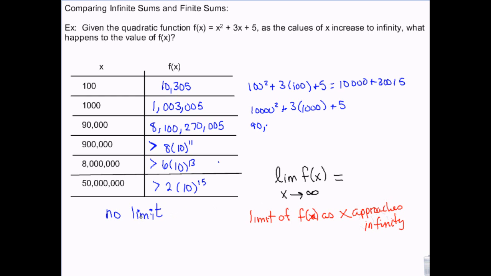Well, there is no limit. It just keeps getting bigger and bigger and bigger. So when that happens, you say that your limit is infinity. Because that's what's going to happen. It's just going to be approaching infinity. Does that make sense?